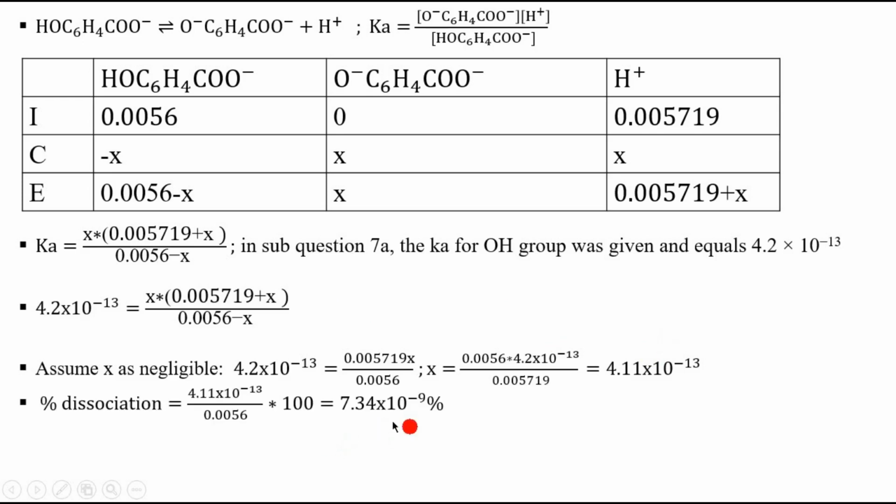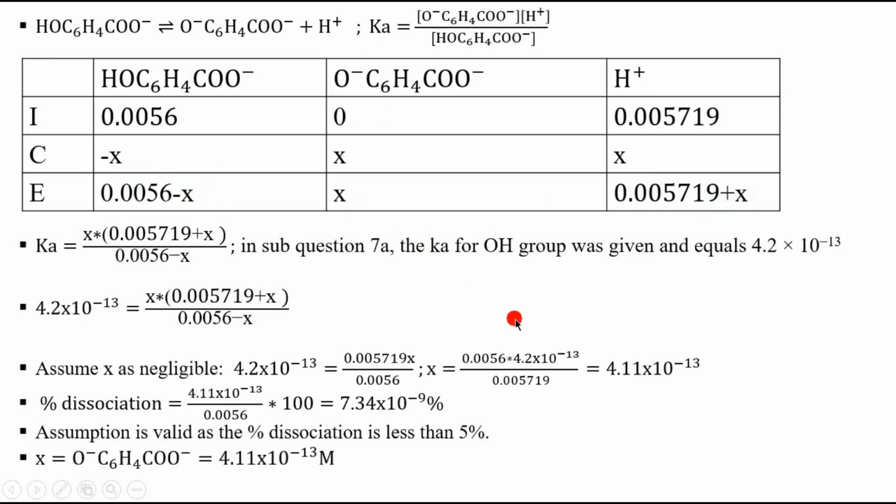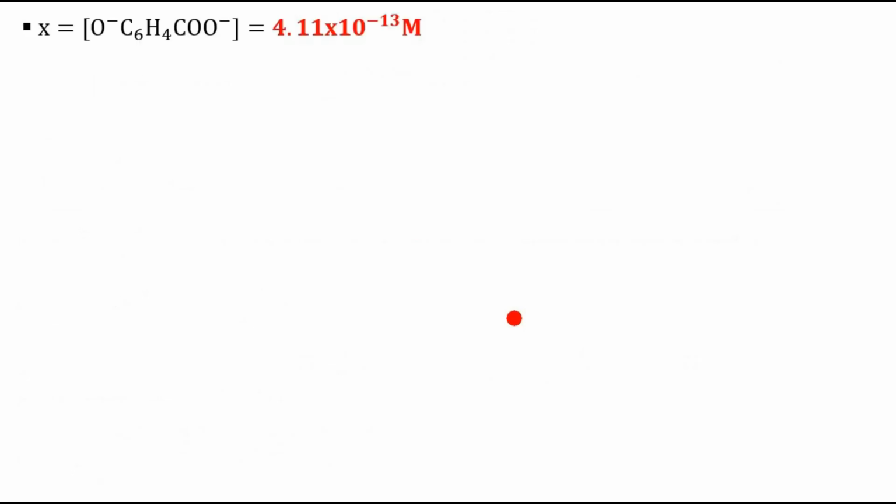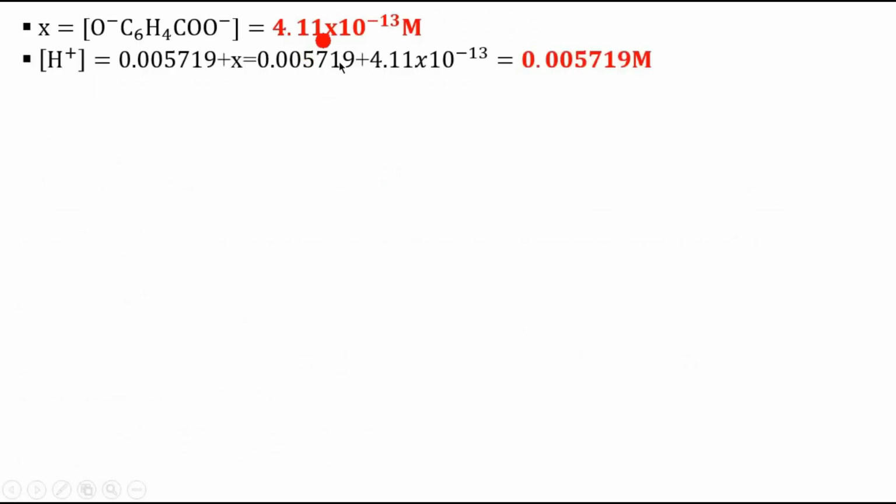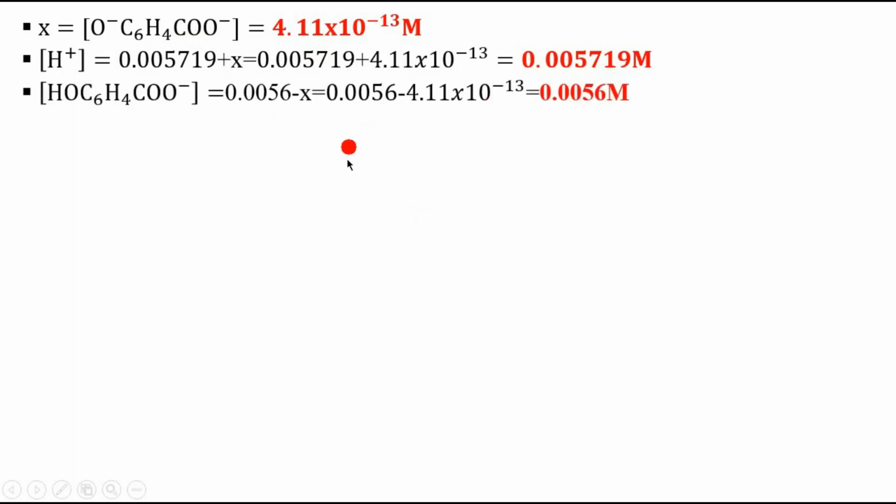Then the X from the hydroxide dissociation will be equal to 4.11 times 10 power negative 13. Of course, it is very small. It can be negligible if you add them. Then at equilibrium, total H plus will be this one plus this one. This one will be X, and this one will be this one minus this one. So that is what we'll be having. We'll be having X, which is equal to this one. X is equal to this ion. We'll be having H plus, which is equal to total H plus.